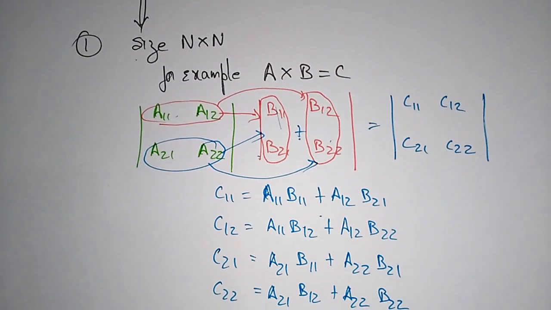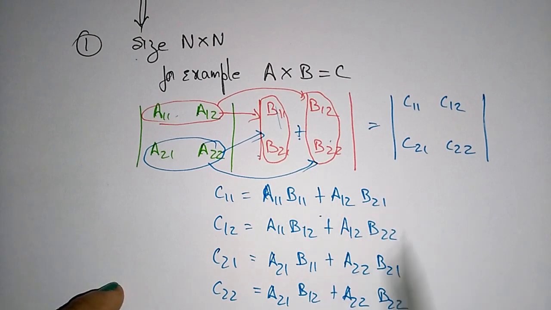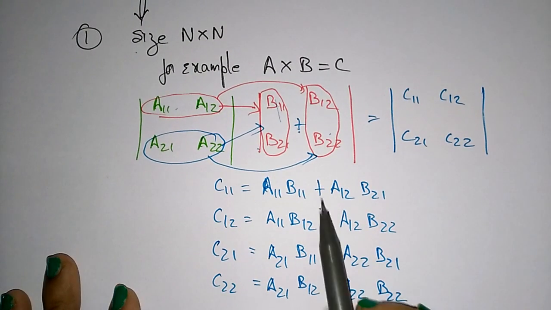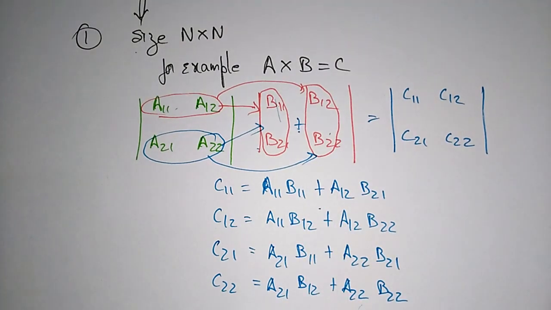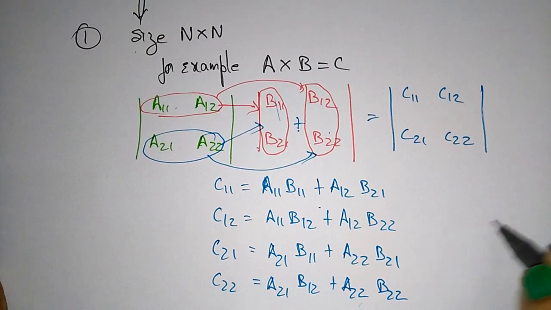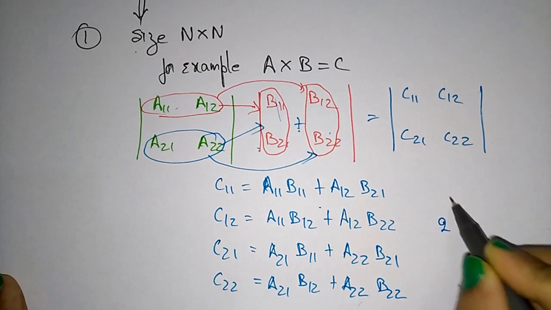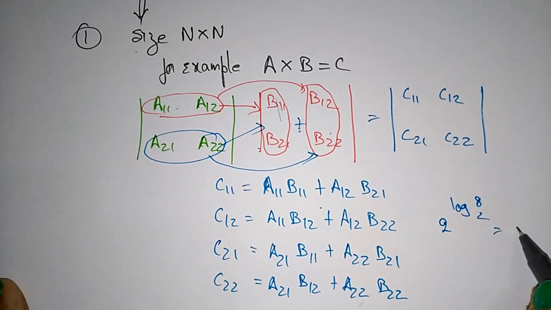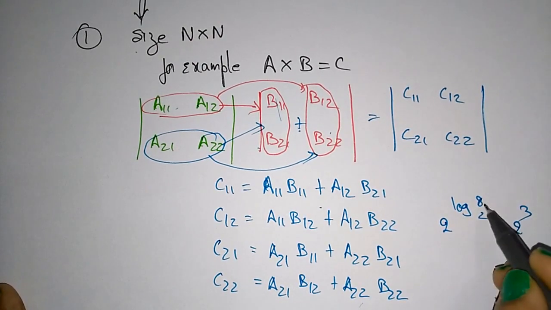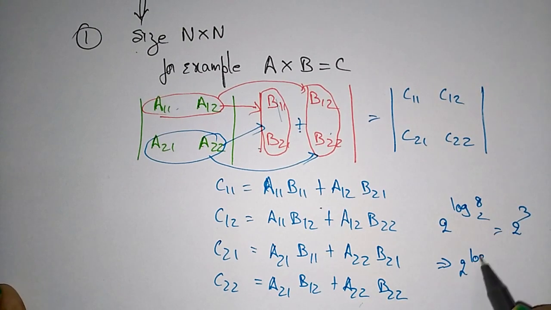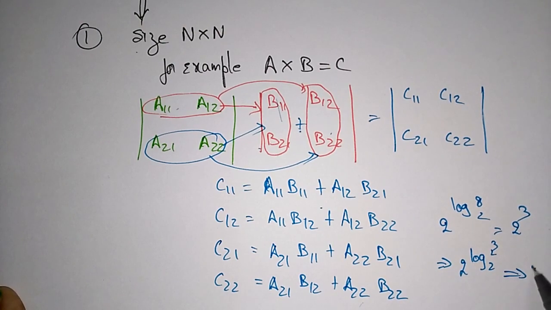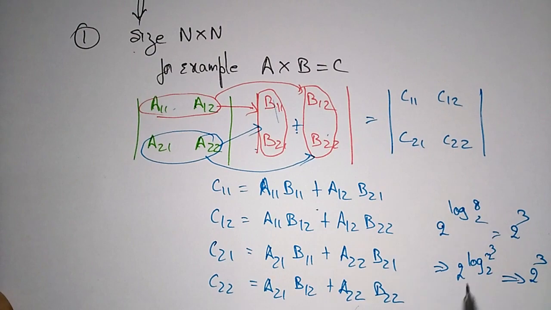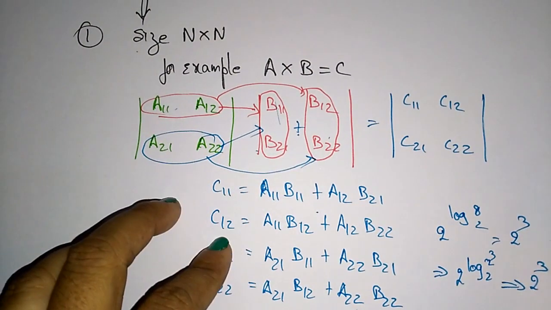Now this 2 by 2 matrix multiplication can be accomplished in 8 multiplications. Counting 1 2 3 4 5 6 7 8, a total of 8 multiplications. So the time complexity is 2 power log 8 to the base 2, which is 2 power 3. It can be written as log 2 cube, and log 2 by 2 is 1, so it's nothing but 2 power 3.